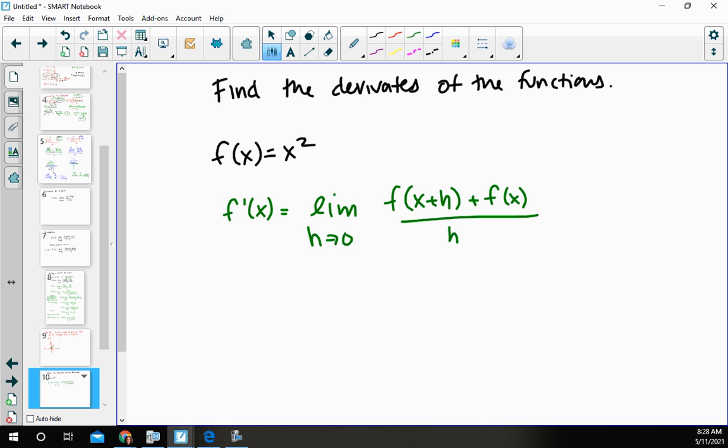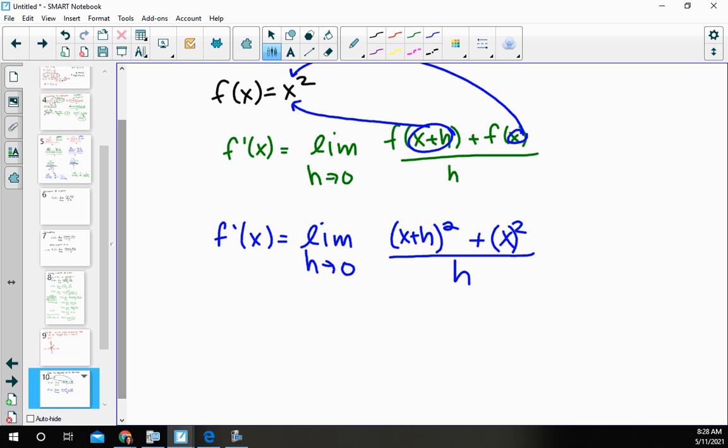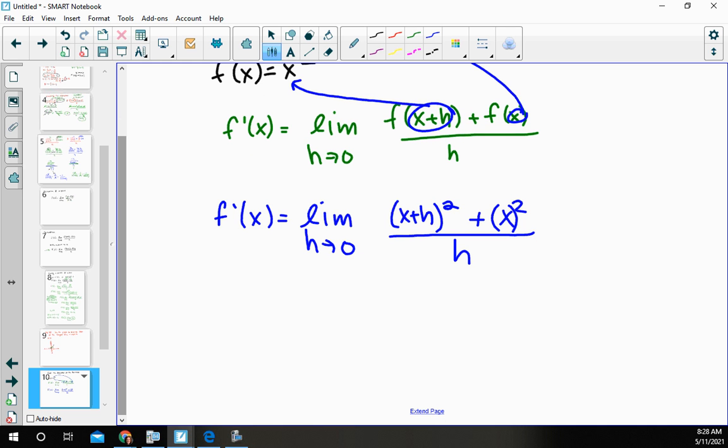Alright, so that stood for f of x. I'm going to take this, plug it in, take that, plug it in, and that's going to represent those two spots. So f prime of x is equal to the limit as h approaches 0. I'm going to plug x plus h in with parentheses, and then I'm going to plug x in. I don't really need parentheses around that one. If you want to put parentheses around it, you're more than welcome to. That square tells me I would technically write it out twice.